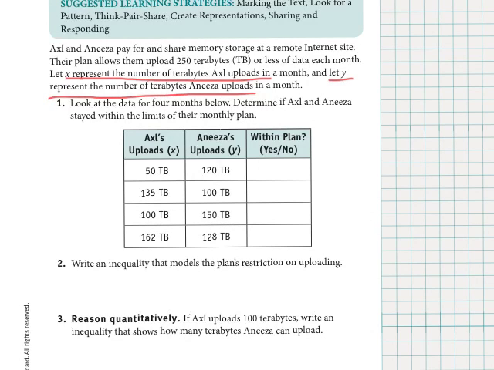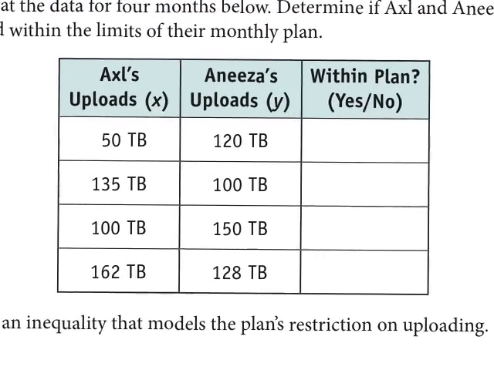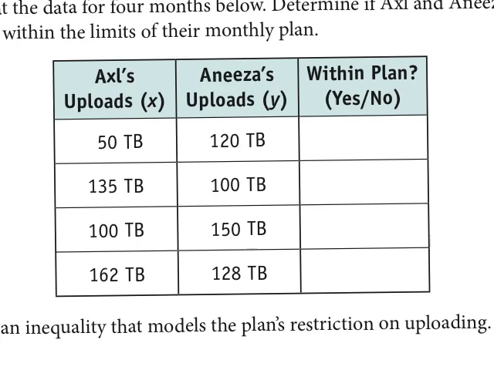Okay, so looking at the first scenario, 50 terabytes for Axel, 120 for Anisa. Does that fit within their plan? Yeah, it does. What about 135 and 100? Yes. What about 100 and 150? Yes. Are you sure? It's 100, it's 250. Okay, they add up to 250. Are we allowed to be at 250?